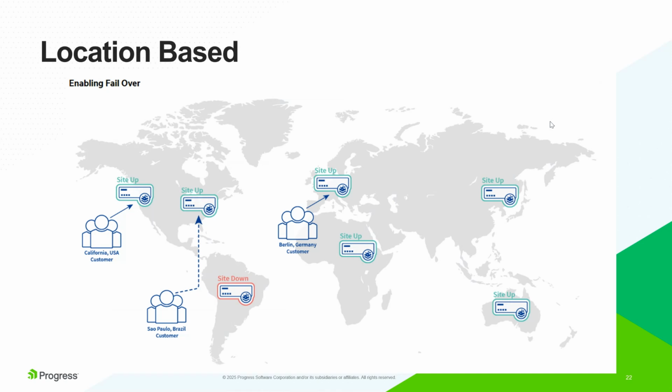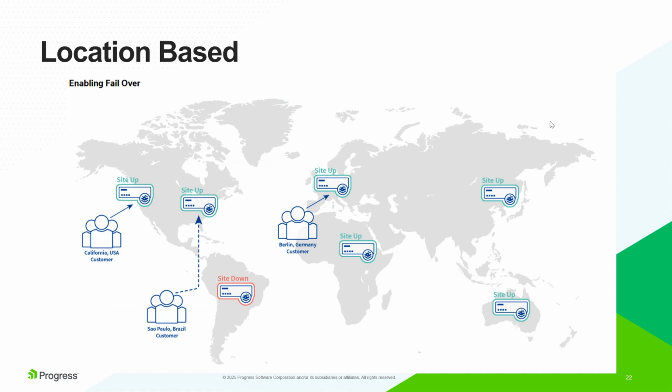Okay, location based. Now, in the location base, we have two options available: location and proximity. So let's go through the location one first, and then we're going to go into the proximity. With location base, we have sites spread across the globe, and we have two sites in North America. Now, if there is a user that's coming from North America, it's going to round robin between those two sites in North America.